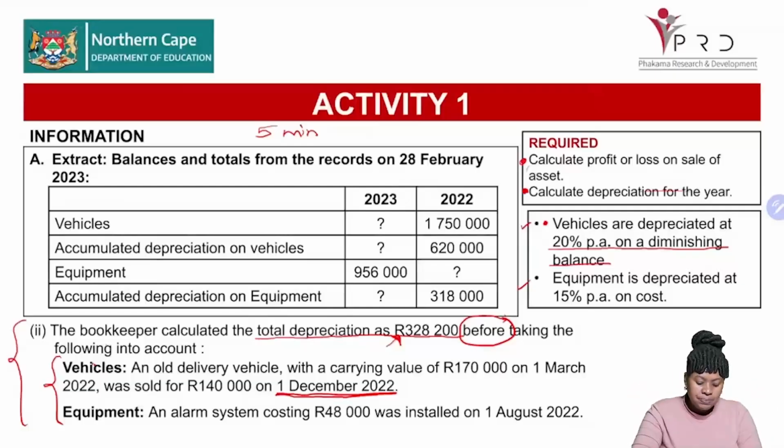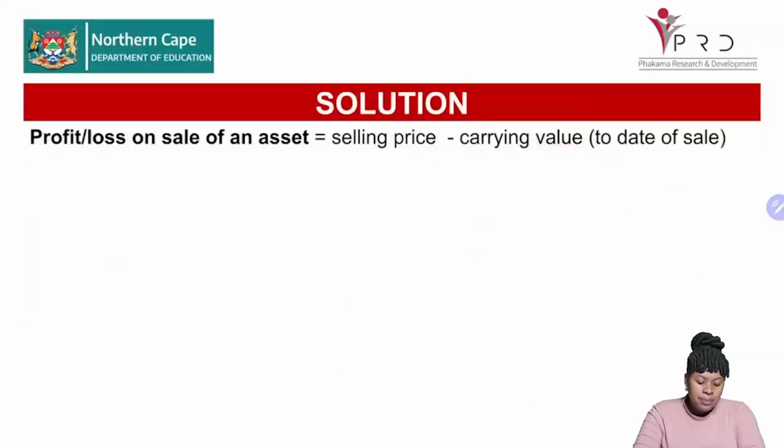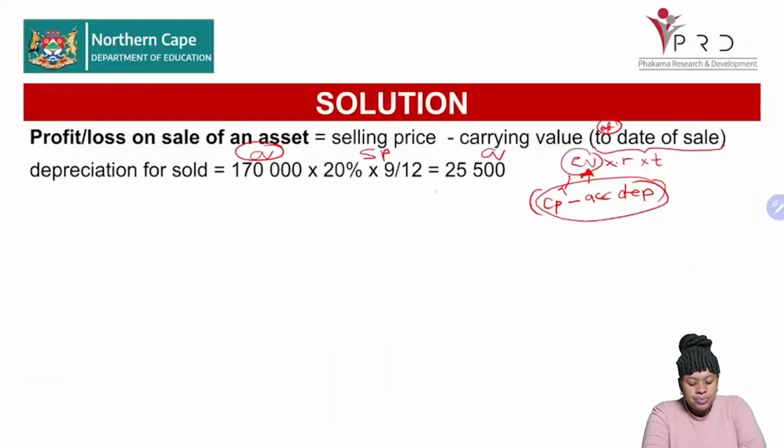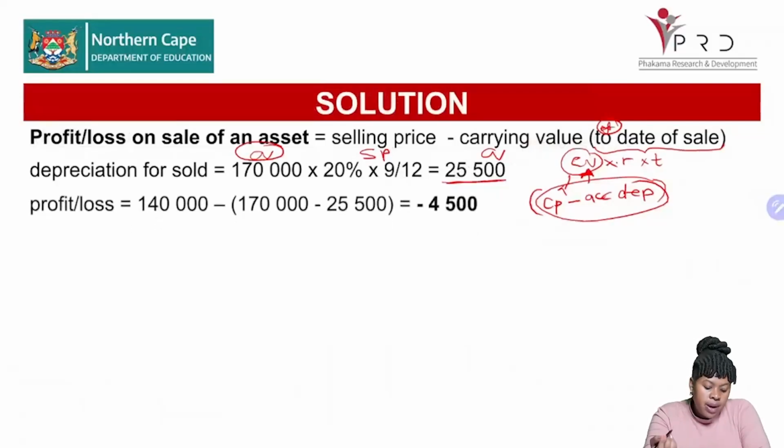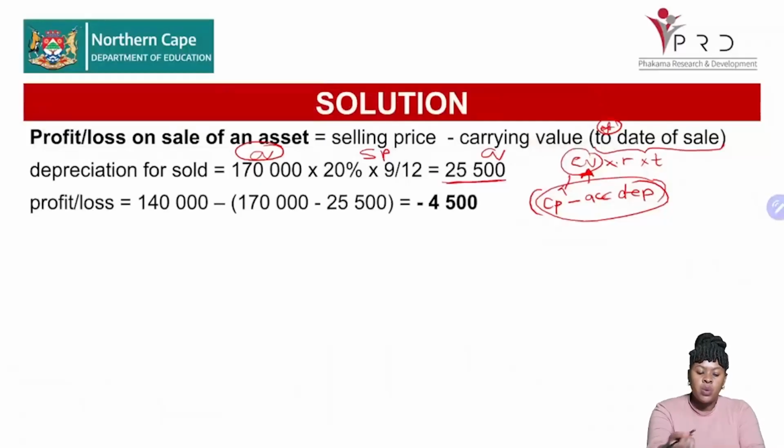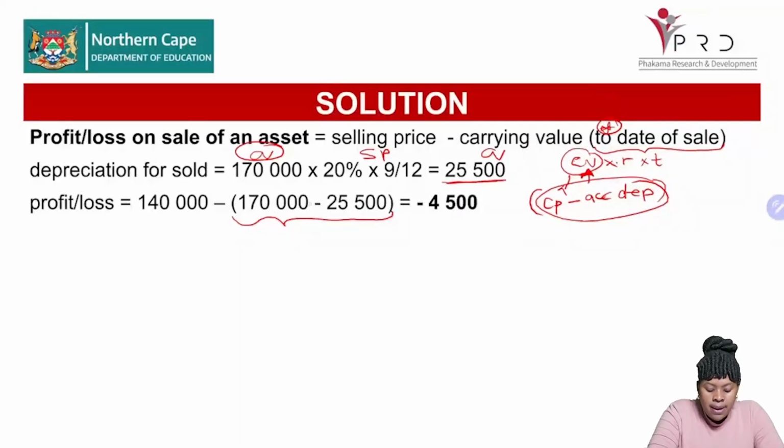Okay, so then I will say that my depreciation for those 9 months was 25,500. And now I can actually talk about my carrying value to date. I need to adjust my carrying value because it still includes the amount for depreciation for this year. So I will say 170 less 25,500, which is the depreciation for this year. Okay, then we can simply carry on with our calculation.